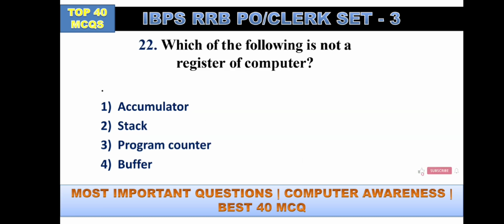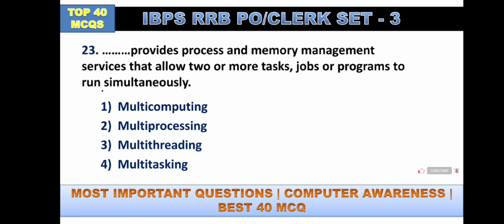Which of the following is not a register of a computer? See, out of these 4 options, buffer is not a register of a computer. Okay. Dash provides process and memory management services that allow 2 or more tasks, jobs or programs to run simultaneously. See, when programs are running simultaneously, this can be done only by a multitasking operating system. So here the answer is number 4, multitasking operating system.